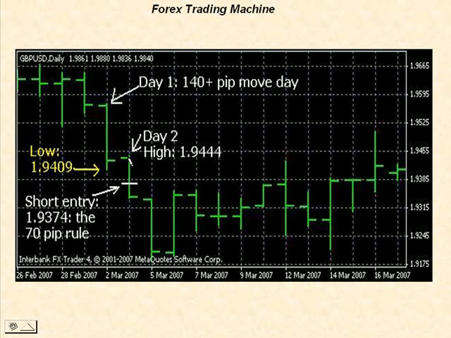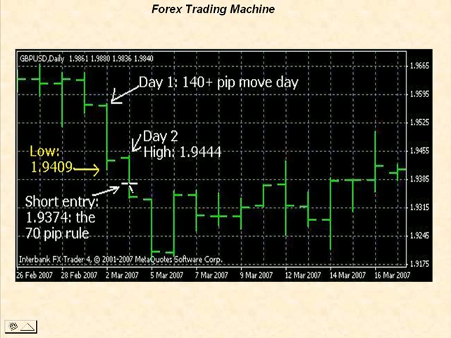Okay, so we know that the high is 1.9444, and we know that the market has to move 70 pips down in order for a potential trade to be triggered. So here the market moves to 1.9374, okay, which is 70 pips from 1.9444, and that is again 70 pips, and a short entry is triggered.